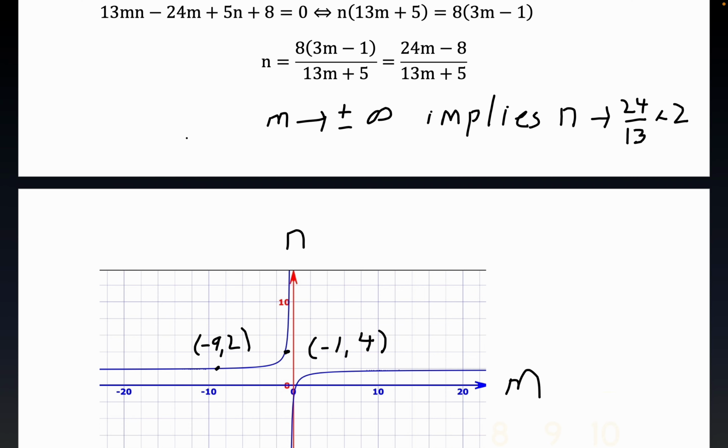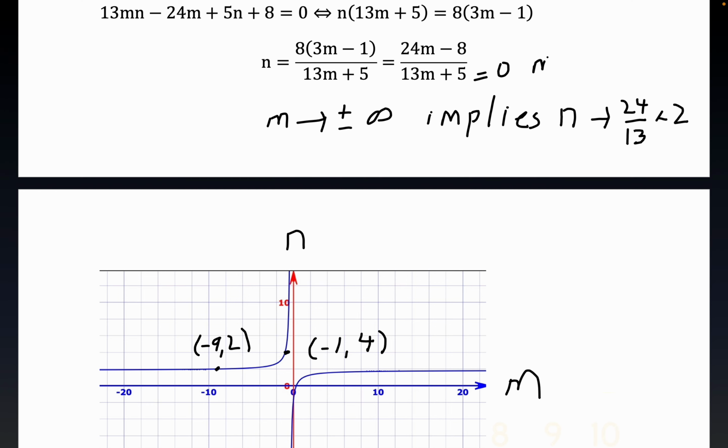You could do some inequality analysis, I guess, and make it conclusive. But I thought it was kind of a nice connection between rational functions. Notice that this denominator, if this is equal to 0, you get the vertical asymptote. You guys are probably familiar with that. M would be equal to minus 5 over 13, right?